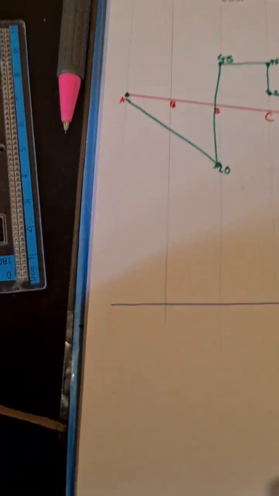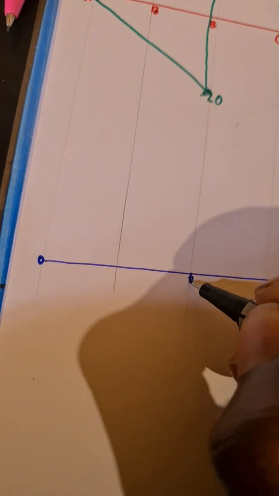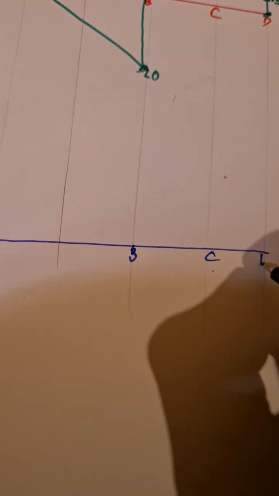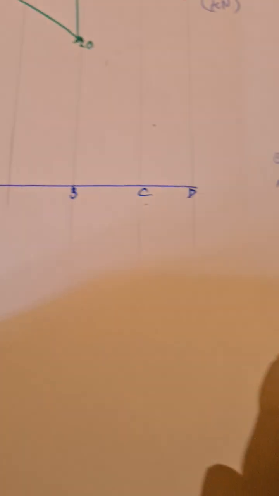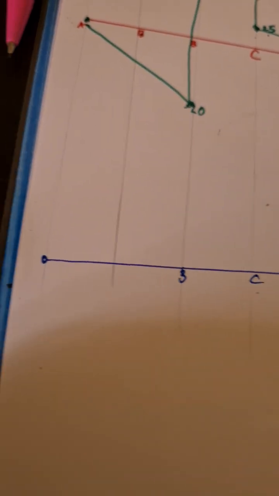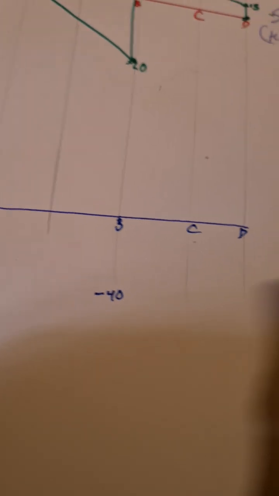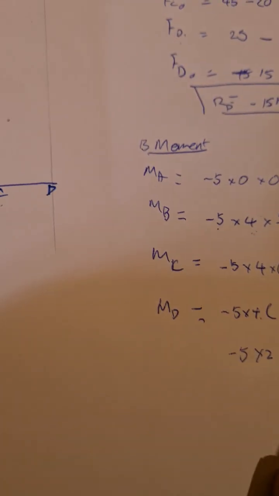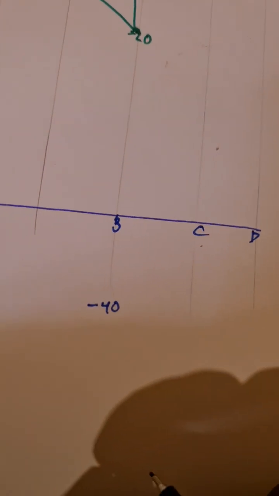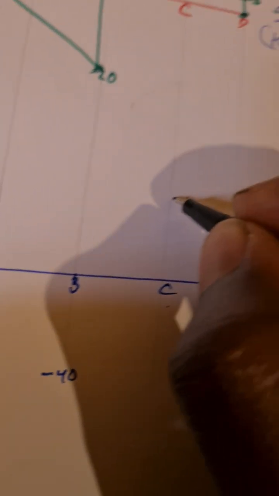Then now we need to draw. Let's draw the blue one. So moment at A is 0, then this is B, then C and D. So moment at A is 0, moment at B it's minus 40, so minus 40 somewhere here. Moment at C it's positive 50. So it's somewhere here.